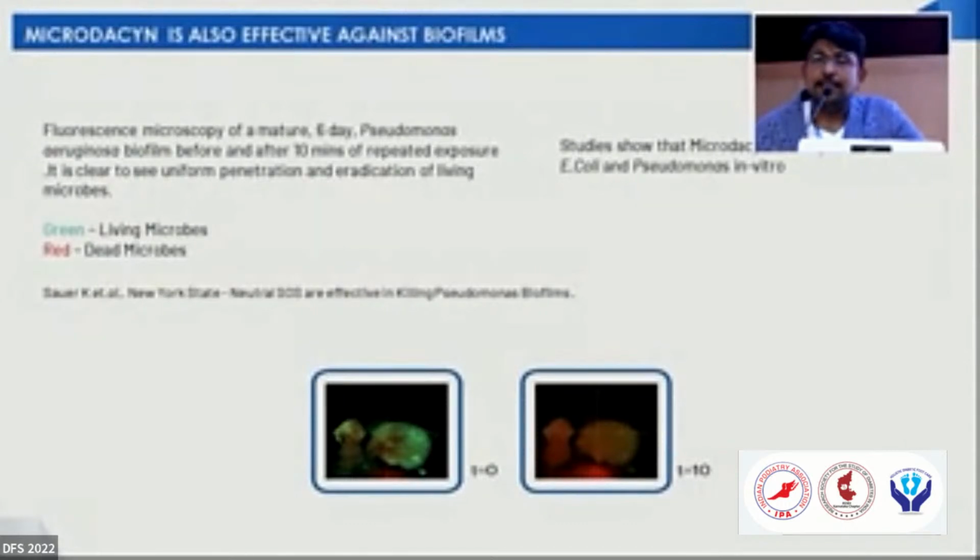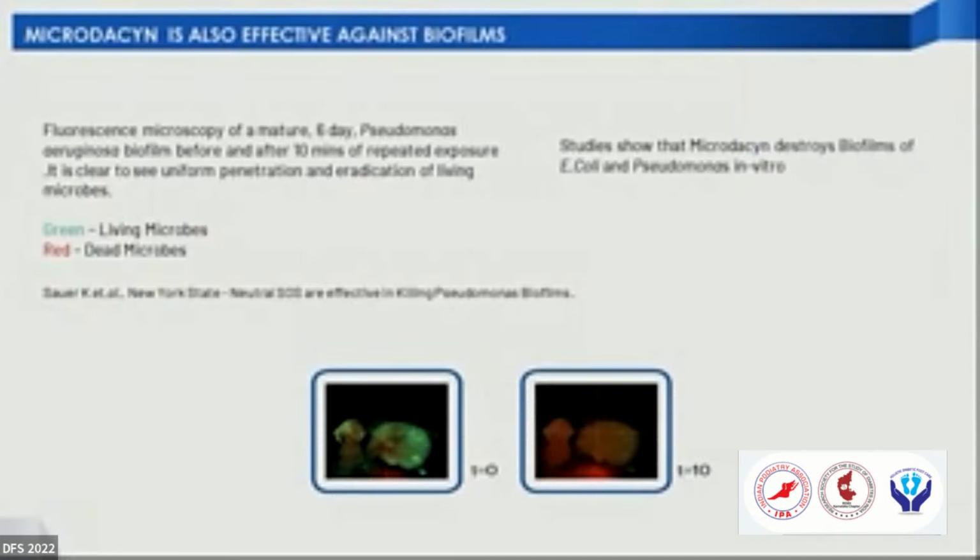And other than just killing the pathogens, there is another important thing: everybody knows what biofilm is. When there is biofilm, most of the time even the topical antiseptics or lotions we use don't act in the wound. But this particular Microdacyn penetrates through the biofilm. You can see in the picture, the green is the biofilm with the living microbes. Once this solution is used, by using fluorescence microscopy, we are able to see that most of the pathogens are dead. So it's a win-win situation: even through biofilms, we are able to treat and kill the pathogens at the same time.